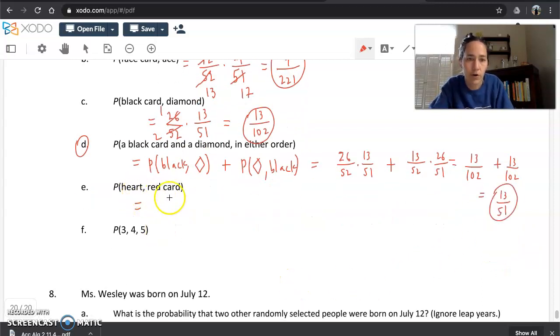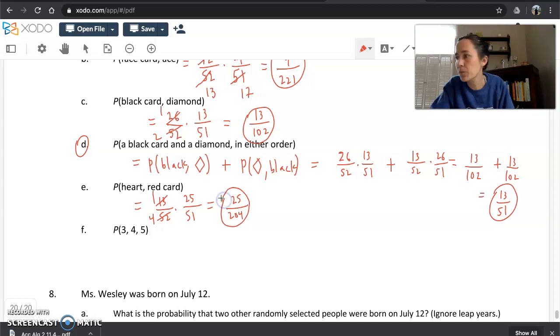Heart, red card. Okay, so heart first, then red card. So you pick one of the 13 out of 52 hearts. Then how many red cards are left over? Well, you've taken one of those red cards because hearts are red. So there were 26, but now there's only 25 out of 51. So you see examples where both the numerator and denominator get altered. 13 out of 52 is 1 in 4. And then we could say 25 over 204.